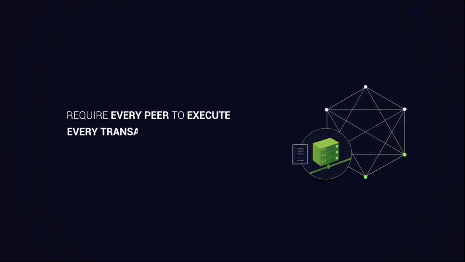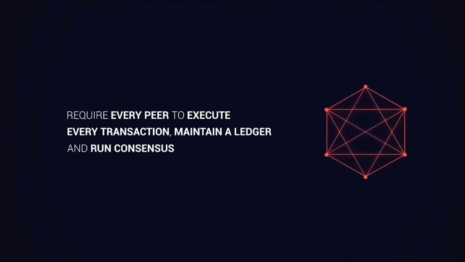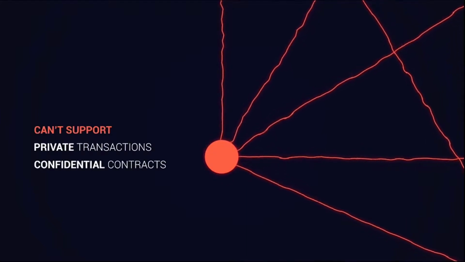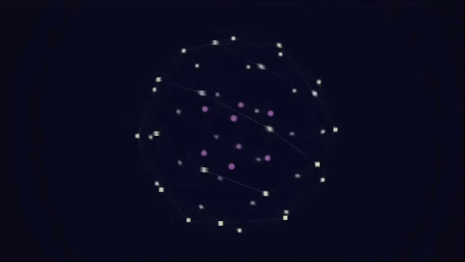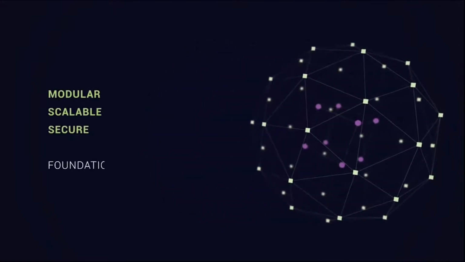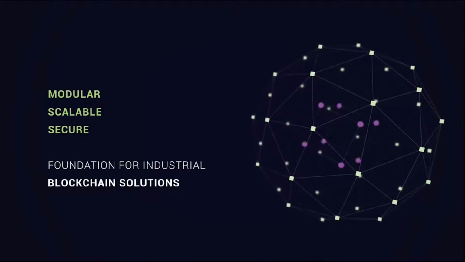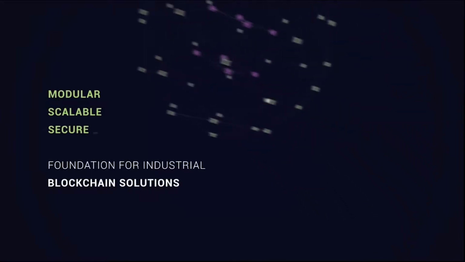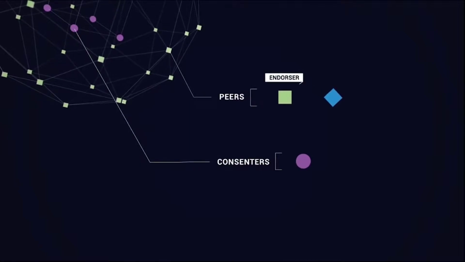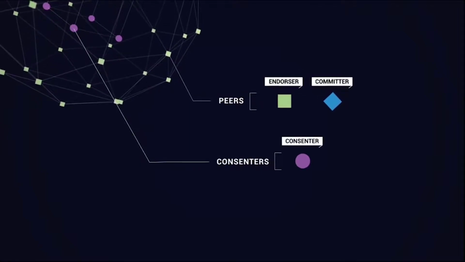Permissioned blockchain networks that require every peer to execute every transaction, maintain a ledger, and run consensus can't scale very well. And they can't support true private transactions and confidential contracts. So the Hyperledger community designed Fabric v1 to deliver a truly modular, scalable, and secure foundation for industrial blockchain solutions. The most notable change is that peers are now decoupled into two separate runtimes with three distinct roles: endorser, committer, and consenter. Here's how it works.